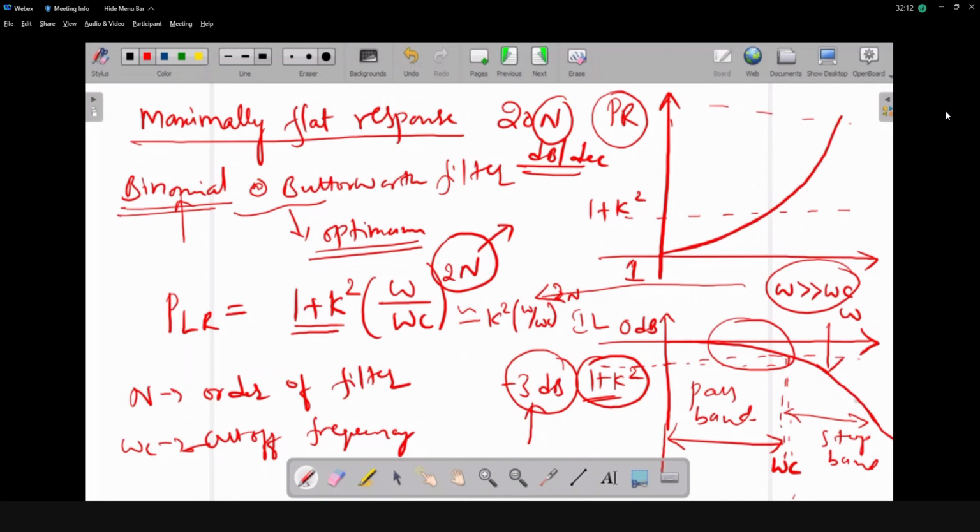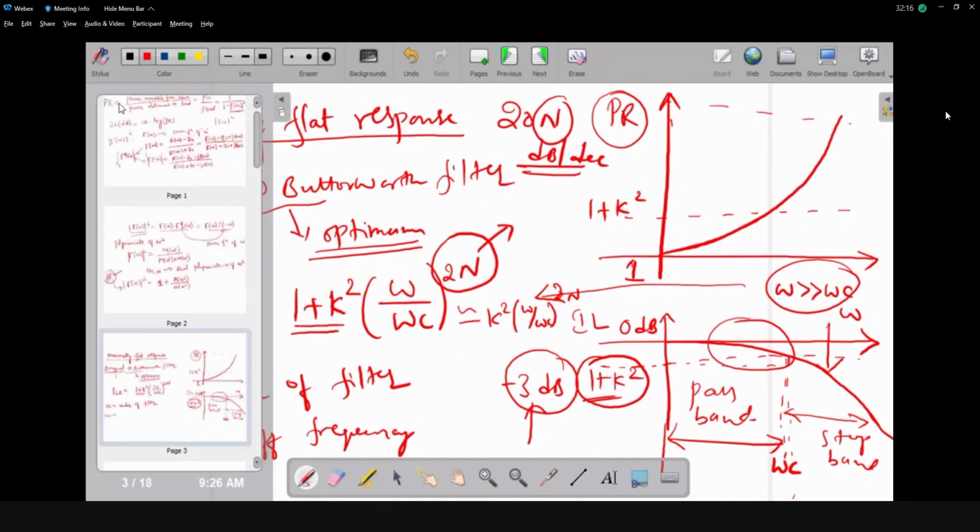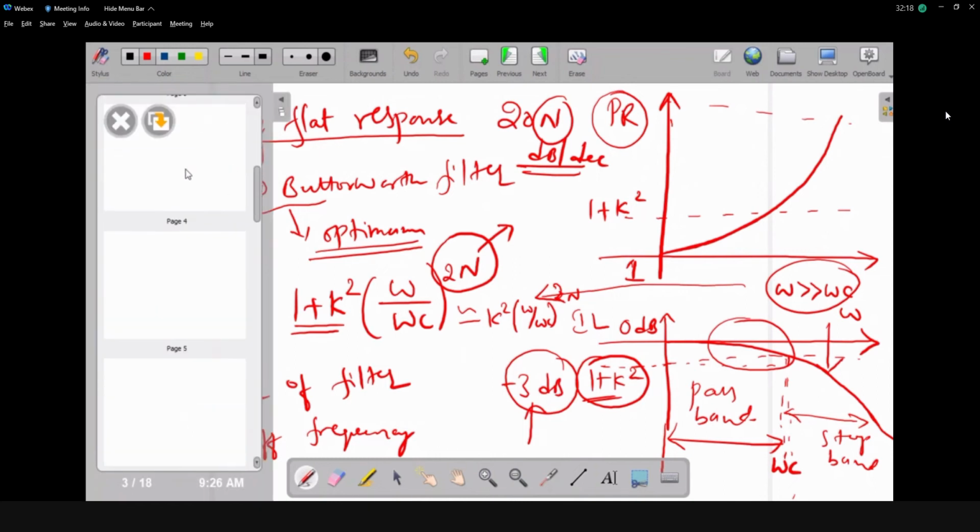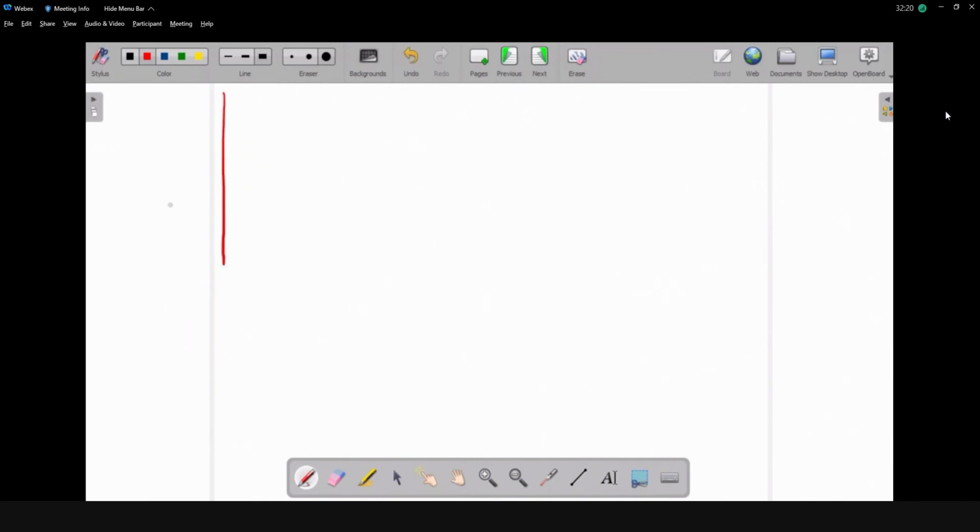Now if you take the filter response for n equal to 1, n equal to 2, and so on. For the first order, n equal to 1, it is 20 dB per decade.